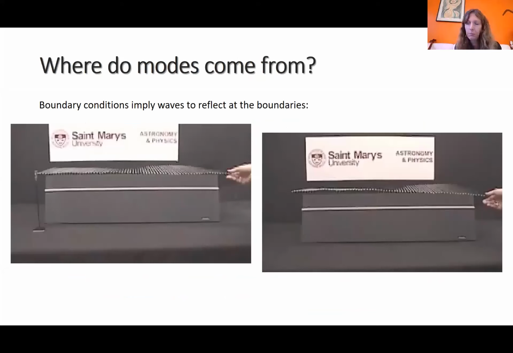So I'd like to finish this by talking about where modes come from. Yesterday I showed you this video already, and I want to show you another video to show the effect of the boundary conditions and what they imply about the reflection at the boundaries. In case some people were not here yesterday, I will play this again.